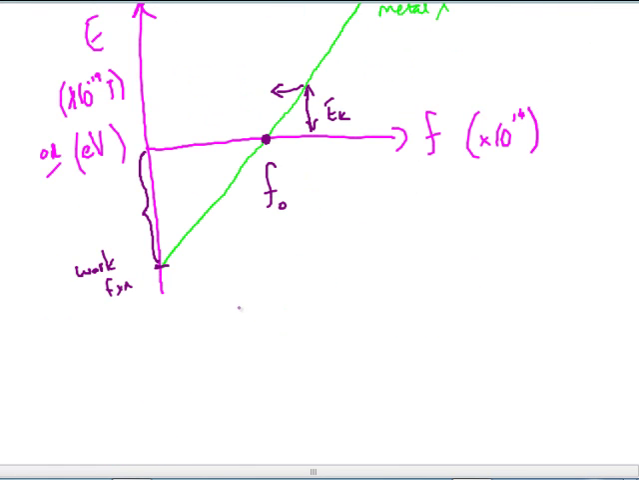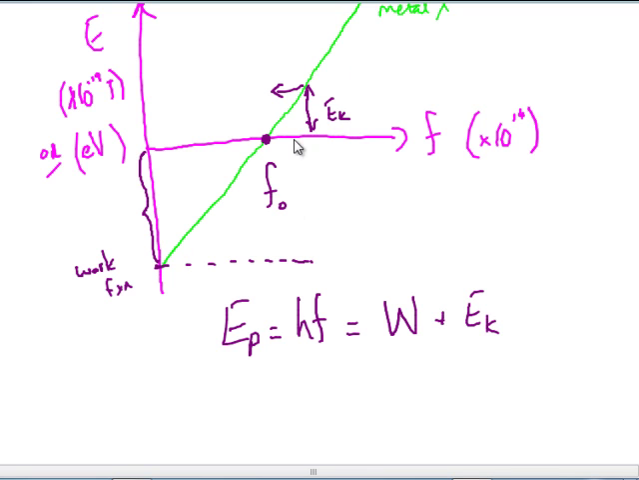So we can summarize that in an equation. For a given photon, what it's going to give, so we've got the photon equals hf. It will supply the work function plus whatever's left will be kinetic energy. So if we look at the photon at this given frequency, it's made up of the work function plus the kinetic energy. All of that energy has to be passed on.